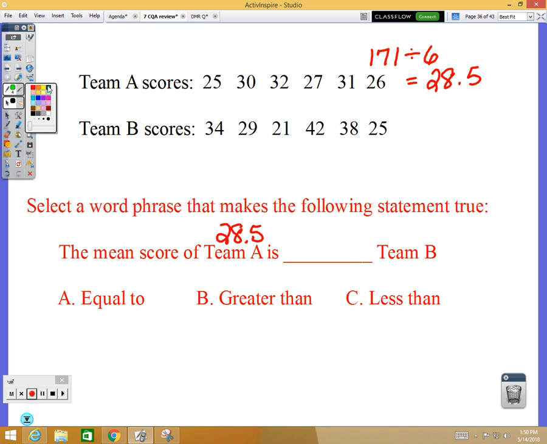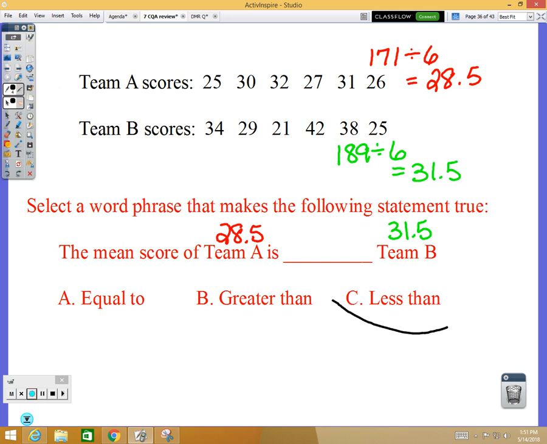Now I'm going to do Team B, which is completely separate from Team A. So I'm going to clear out my calculator and add up for Team B. The sum is 189. And I'm dividing that also by 6. 31.5. So the mean score of Team A, 28.5, is less than Team B, which is 31.5. Very good. So less than would be our choice.